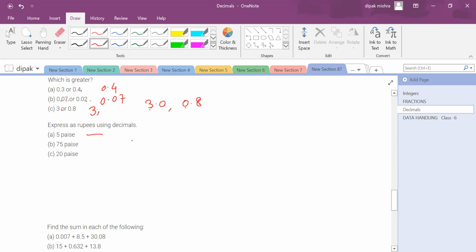Express as rupees using decimals. So 1 rupee is 100 paise. You divide everything by 100. So 5 over 100 is 0.05. 5 over 100 is 0.05.